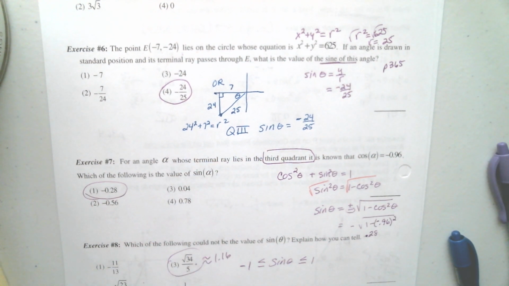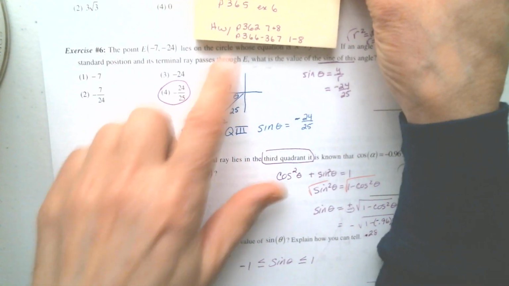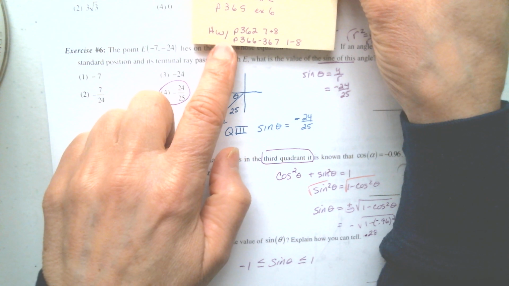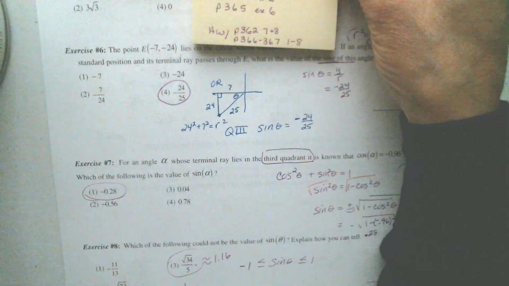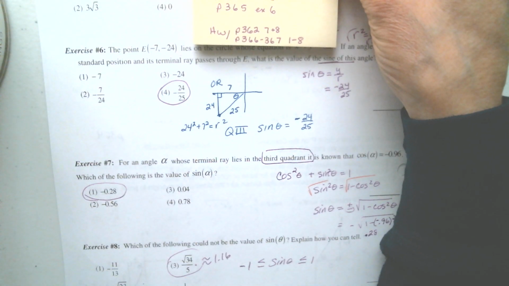Okay, so now you have the homework assignment, which is page 362, numbers 7 and 8, and page 366 to 367, 1 through 8. And also just check, there may be a few Delta Math questions. Just check what is assigned in Teams.